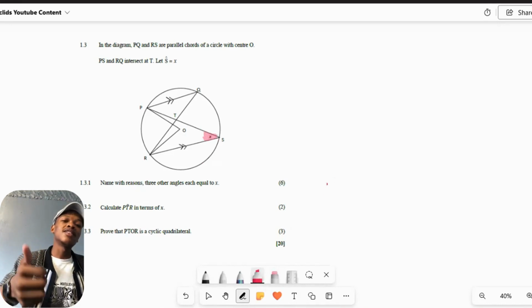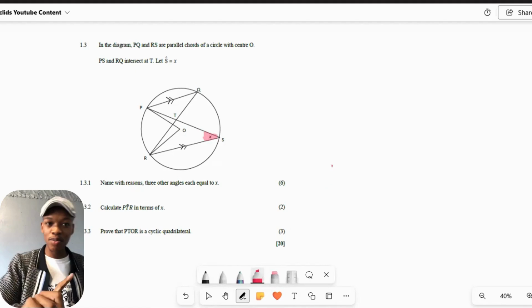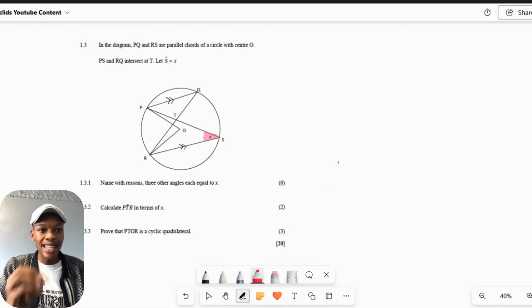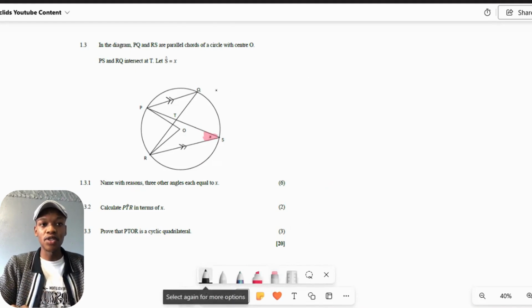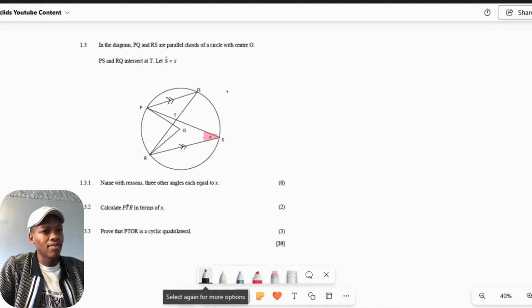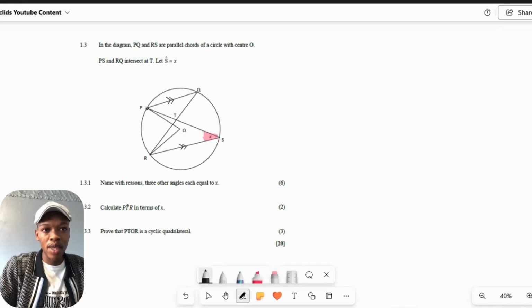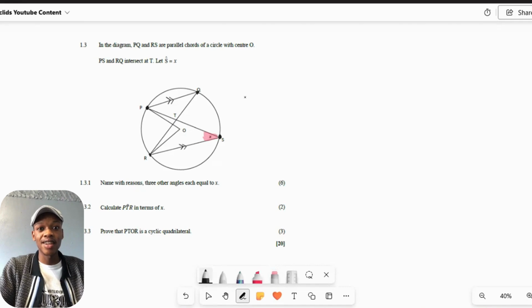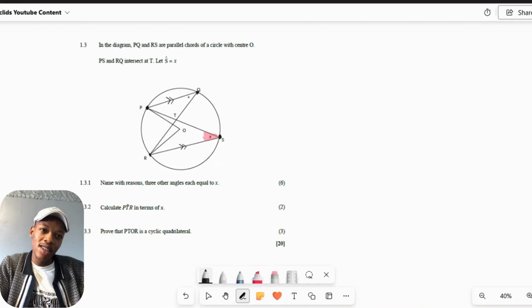Right, let's go for questions. 1.3.1. Name with reasons three other angles each equal to X. Let's go. First things first, do we have a bow tie? How do you check if we have a bow tie? Four points on the circumference. P, Q, R, S. All these four points are on the circumference. Bow tie, is it? Let's go.